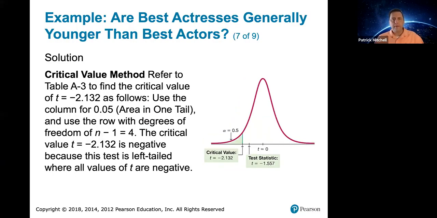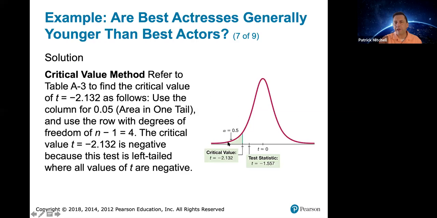All right. For the critical value method, we would go to table A3, 4 degrees of freedom, area in one tail 0.05, because that is our level of significance. And the table would give me a 2.132. It would not have the negative sign on it. So you do have to be careful and adjust it for when you're doing a left tail test. So here's the critical value of negative 2.132.